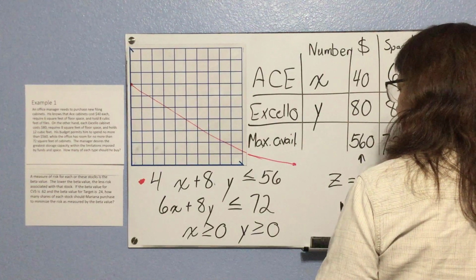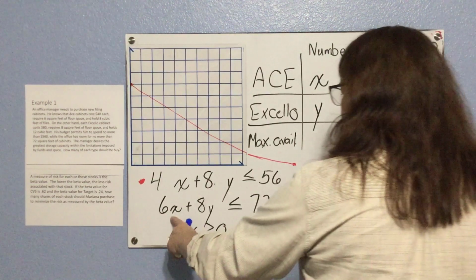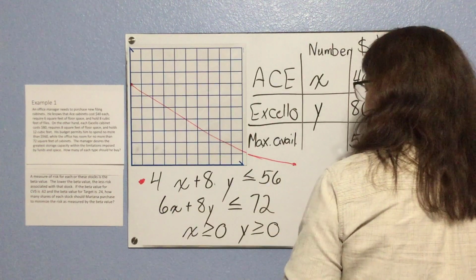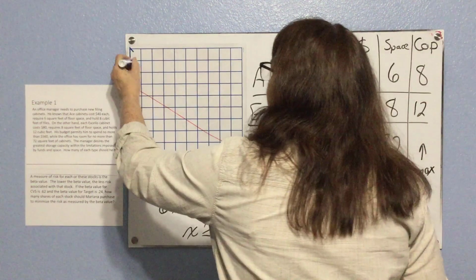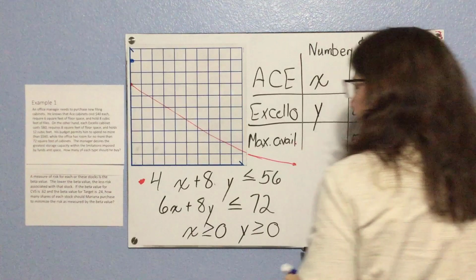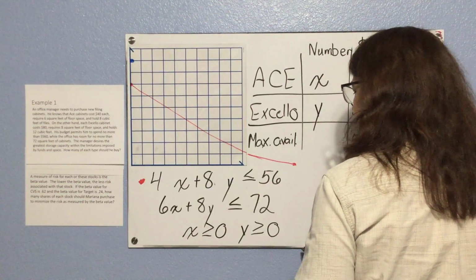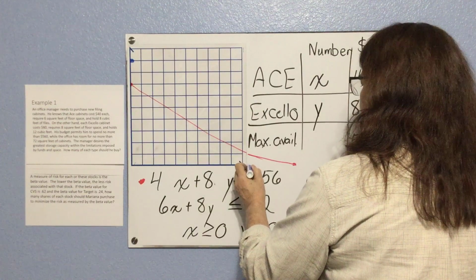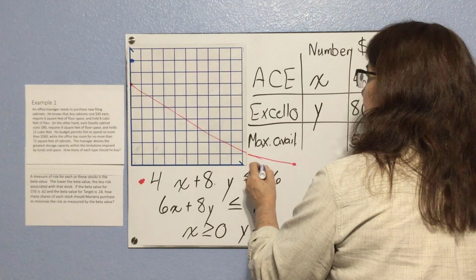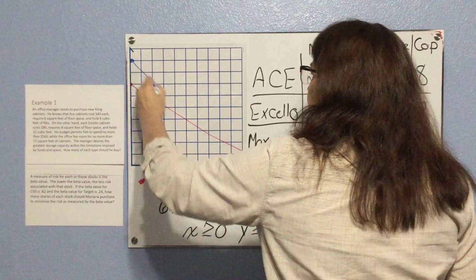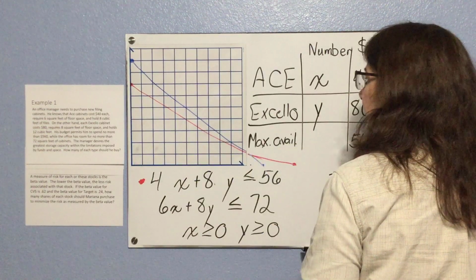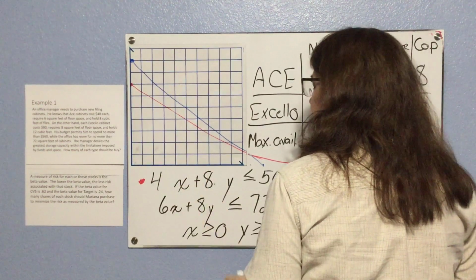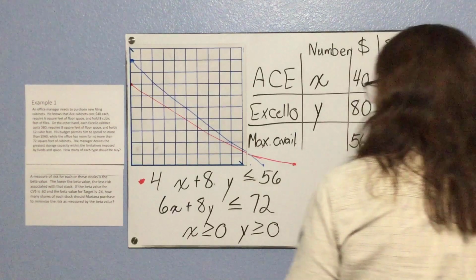On this one, if I let x be 0, then I have 8y less than or equal to 72, so that would be at 9. And if I let y be 0, then x would be equal to 12. So about 11, 12 here. So there's my other constraint. And of course I've got to be up above the x-axis and to the right of the y-axis.